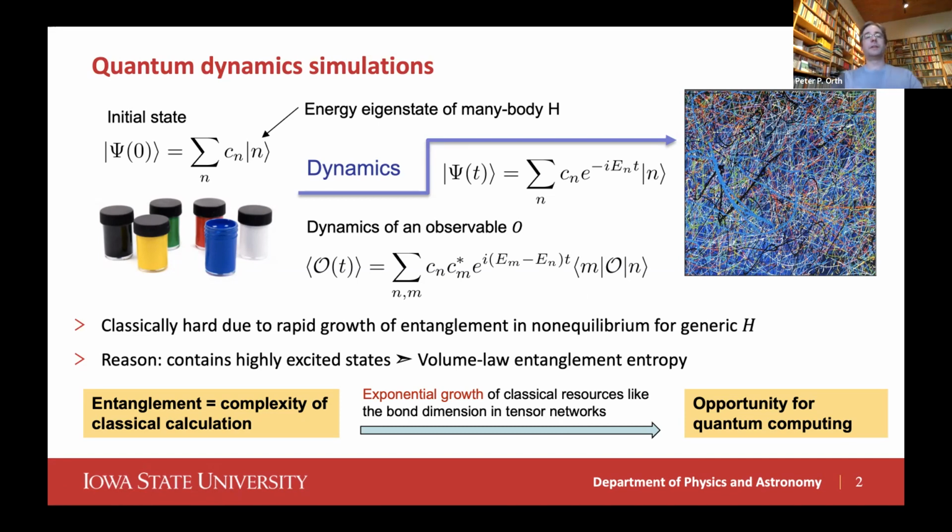So now we all know that this is a classically hard problem due to, in general, rapid growth of entanglement in non-equilibrium for generic, let's say, non-integrable Hamiltonian H. And the reason is physically that this sum here may contain highly excited states, for example, if you perform a quench. And so the system will exhibit volume law entanglement entropy, and there's no efficient classical algorithm to deal with this because entanglement equals complexity of a classical simulation. However, this is no longer true for quantum computers. And so there is an opportunity in this problem for quantum computing, as we have discussed in some detail before.